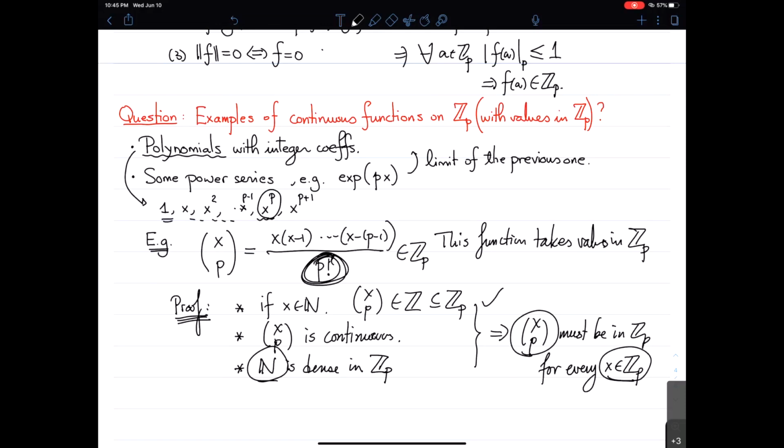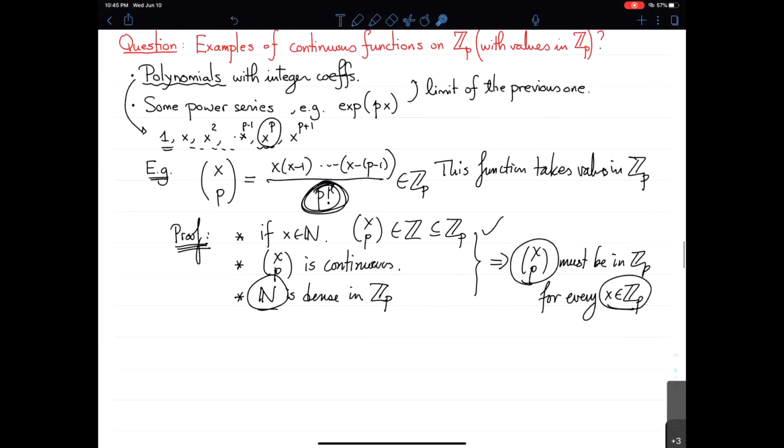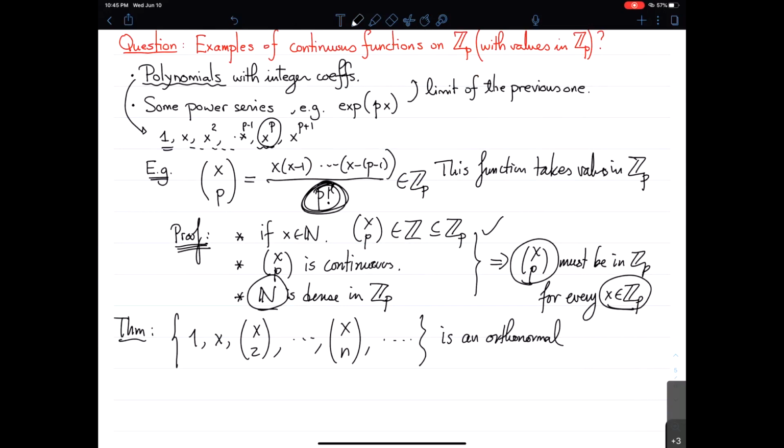But think about this. If you look at the whole proof, nowhere do we use the fact that I'm doing x choose p. I can choose anything. So here's the statement of the theorem. 1, x choose 2, x choose n, and so on. This is an orthonormal basis of continuous functions of Z_p with values in Q_p. And this is called the Mahler basis.